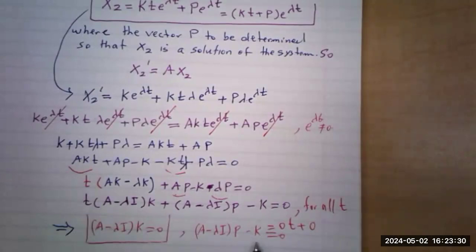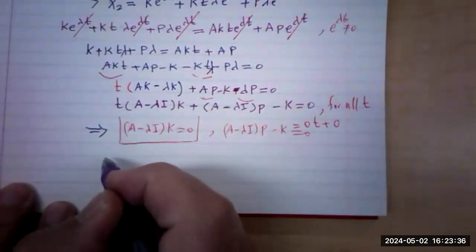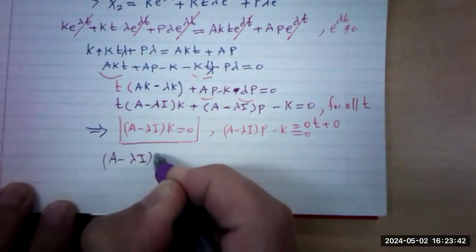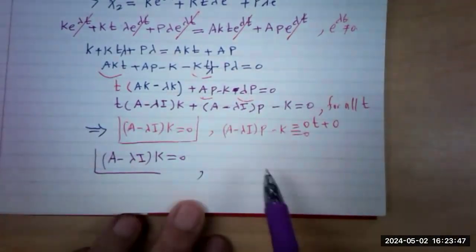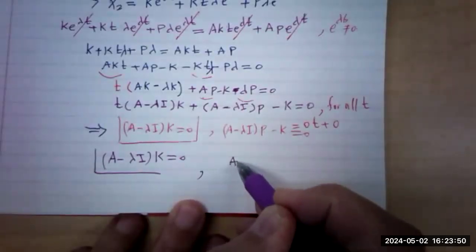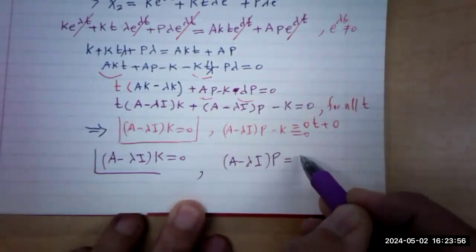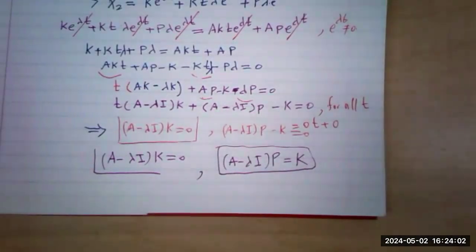The only possibility is that the coefficient must be equal to zero. So what I can do is move this K to the other side, and that will give me something nice. The conclusion is that the first one is (A minus lambda I) times K equal to zero. And the second one gives you (A minus lambda I) times P equal to K. See these two equations that you have. So in order for X2, as we suggested, to be a solution of the system, these two conditions must be satisfied.